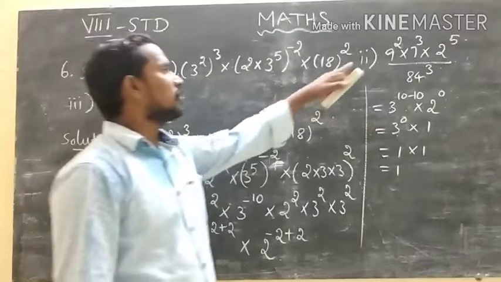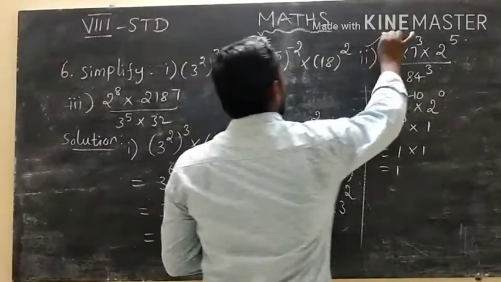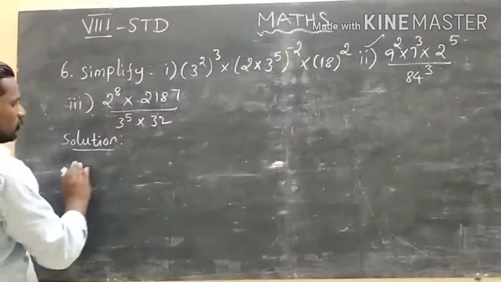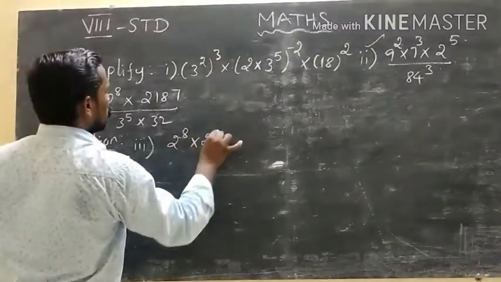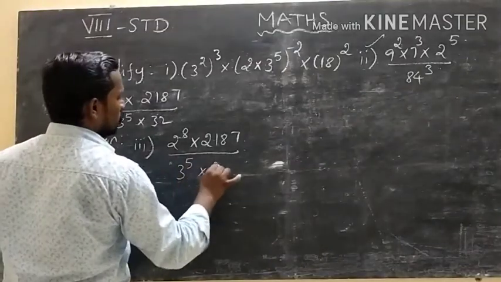This slide you do the second sum. Now I am doing the third sum. The second sum is your homework. Okay, the third question, solution: 2 power 8 into 2187 divided by 3 power 5 into 32.